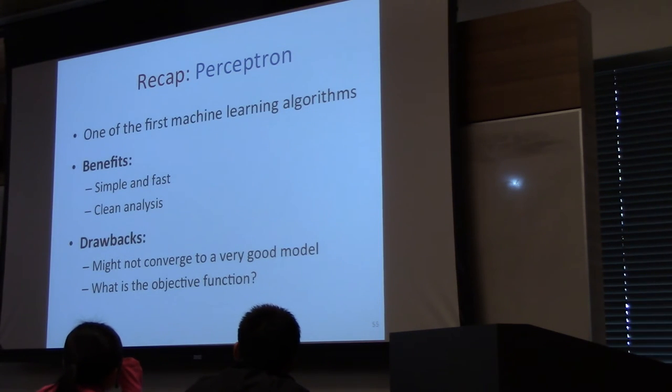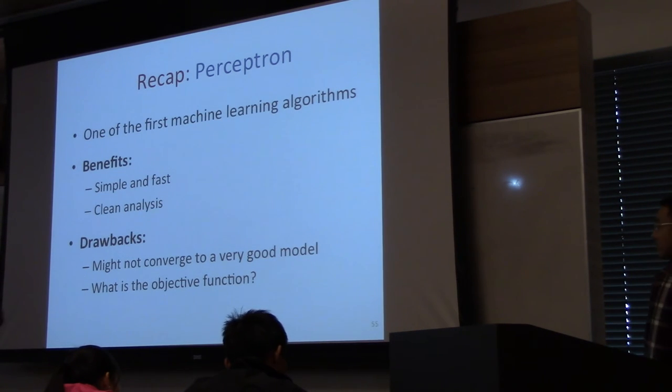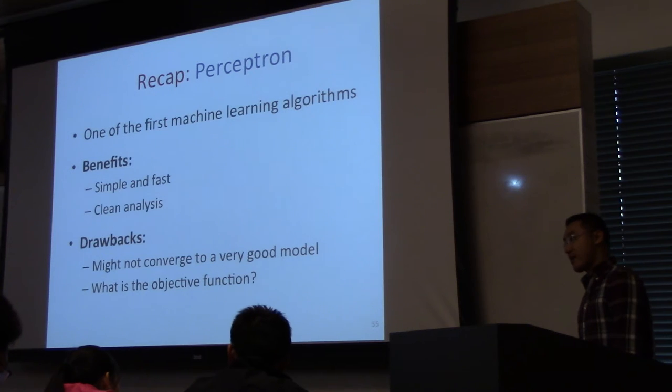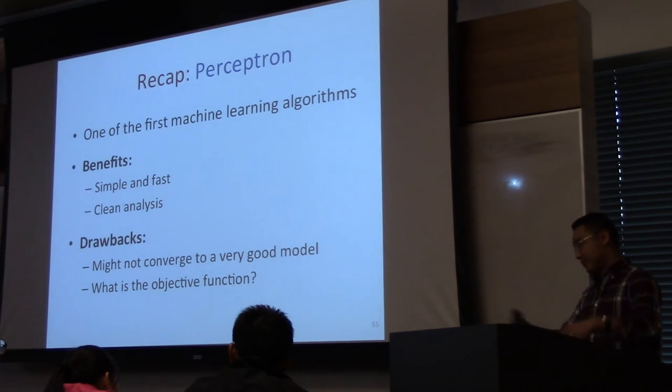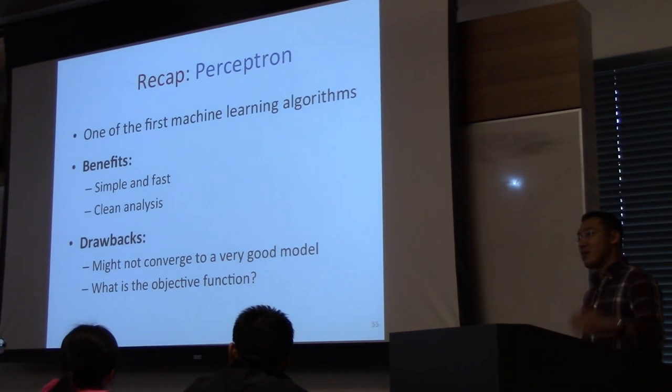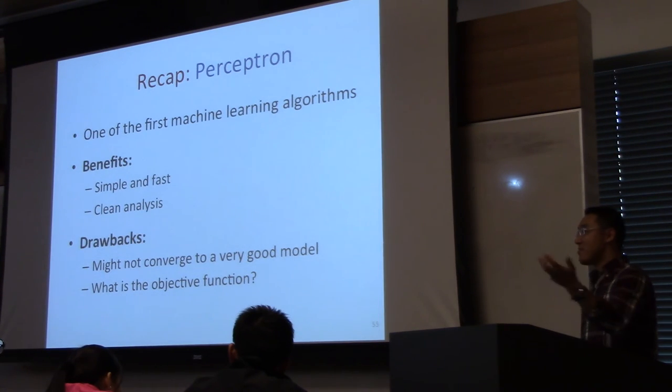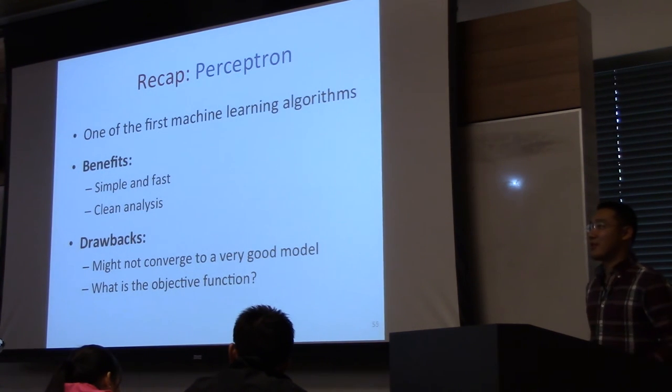Okay, so what are the drawbacks of the Perceptron algorithm? Well, it might not converge to a very good model, right? Because if the data is not linearly separable, it just doesn't converge. Furthermore, in the previous lecture, I gave this very philosophical talk about how you define a loss function and you minimize your loss function. That's how you do basic machine learning.